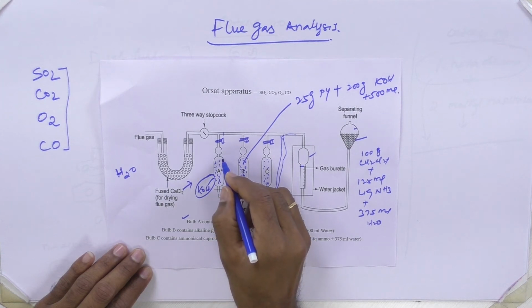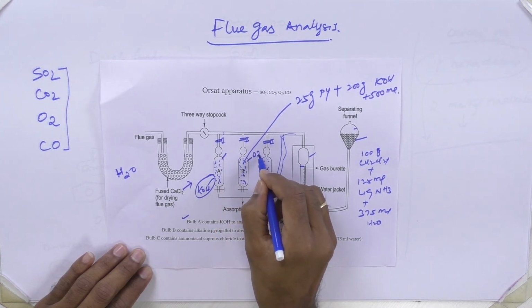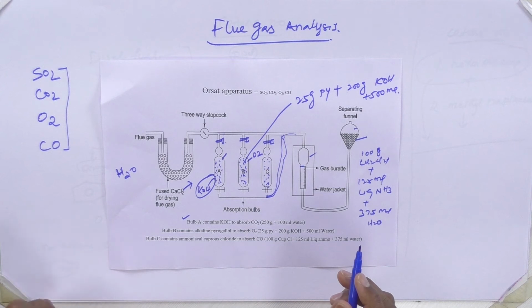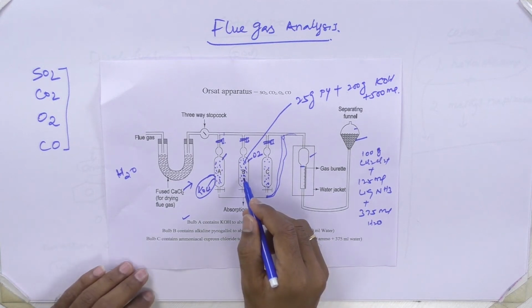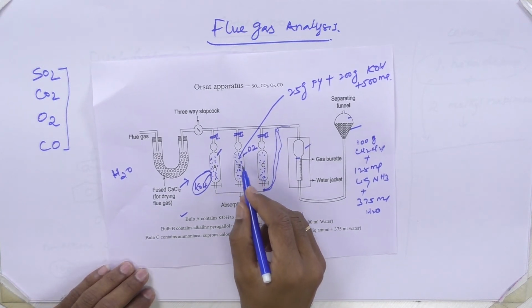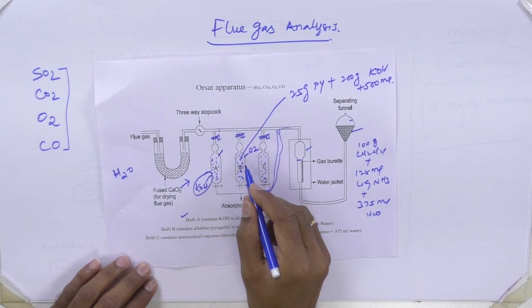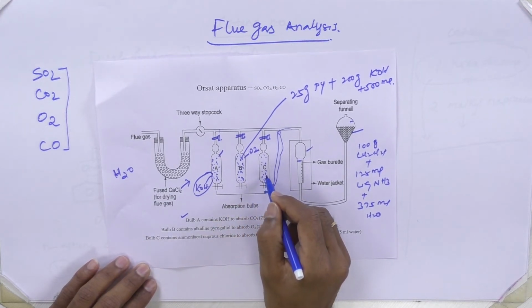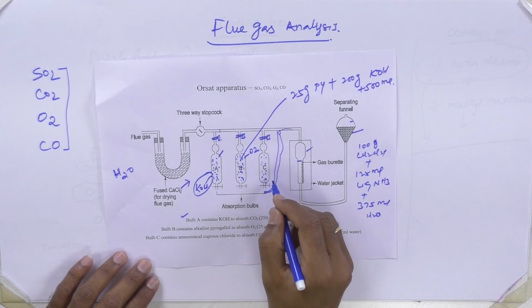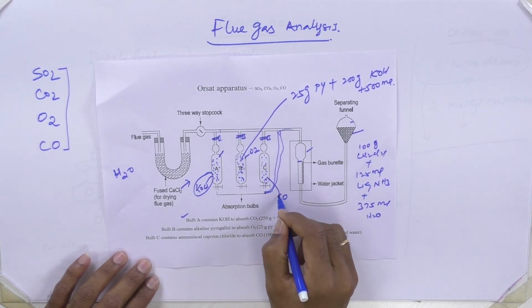So now it will absorb all the O2 molecules. This chamber is mainly for CO2 absorption, and this is mainly for O2 absorption. Now all the oxygen molecules will be absorbed in chamber B. Now the CO2 and oxygen-free gas is allowed to pass through the third chamber, chamber C, where it absorbs all the CO, carbon monoxide molecules.